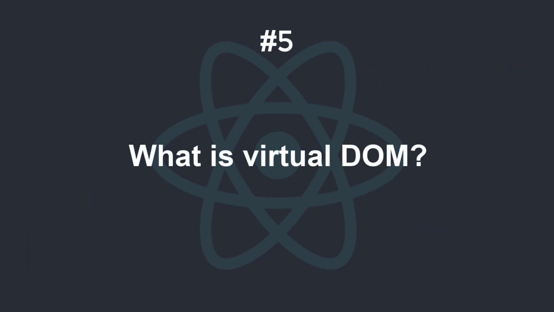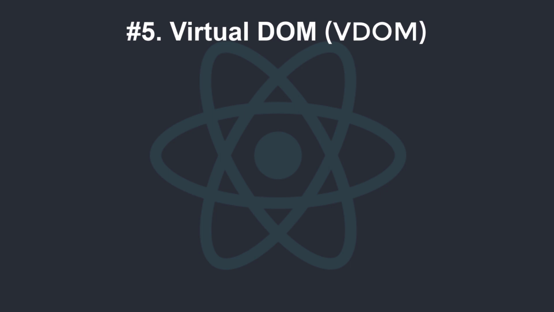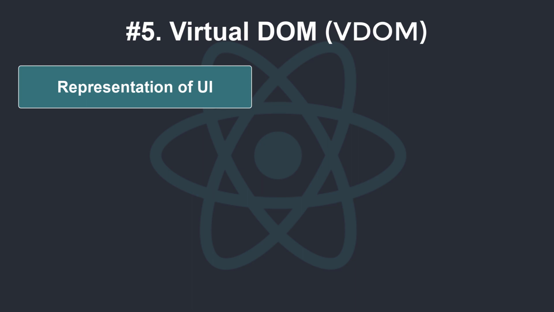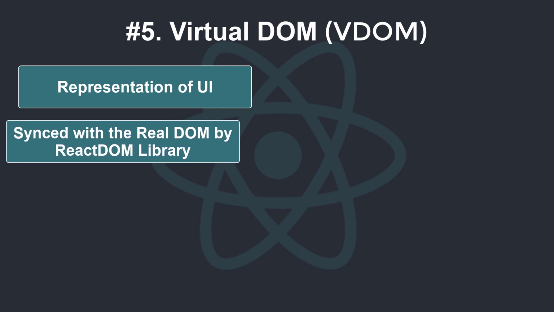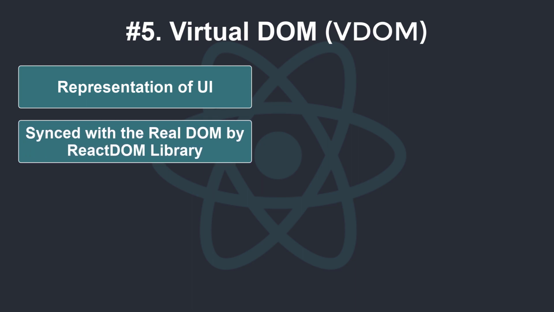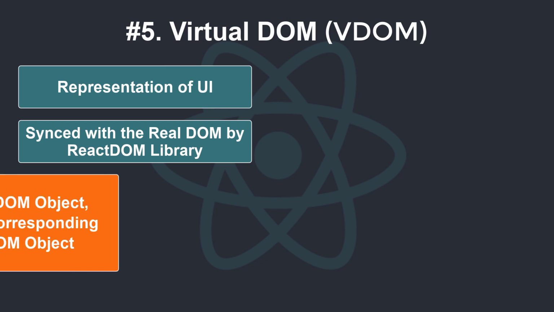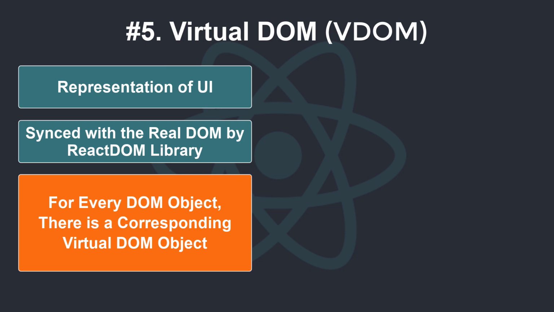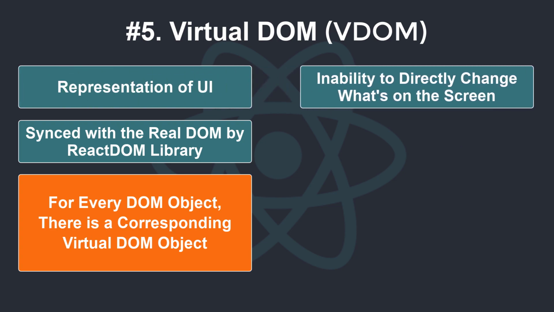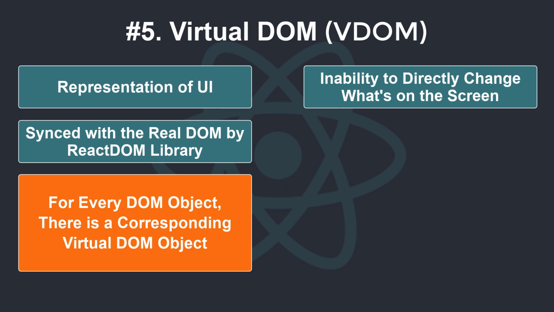What is Virtual DOM? The Virtual DOM or VDOM is a programming concept where an ideal or virtual representation of a UI is kept in memory and synced with the real DOM by a library such as React DOM. The process is called reconciliation. In React, for every DOM object, there is a corresponding virtual DOM object. A virtual DOM object is a representation of a DOM object, like a lightweight copy. A virtual DOM object has the same properties as a real DOM object, but it lacks the real thing's power to directly change what's on the screen.